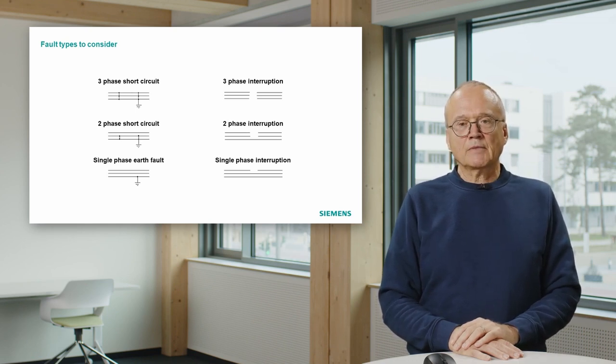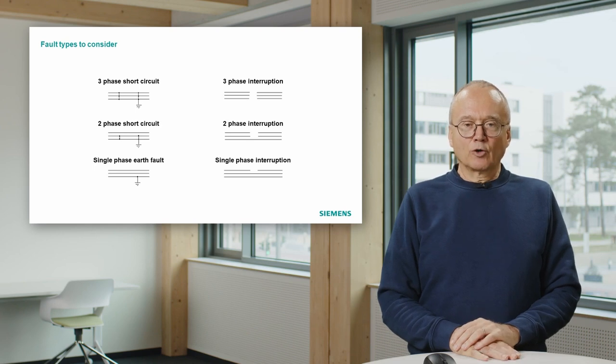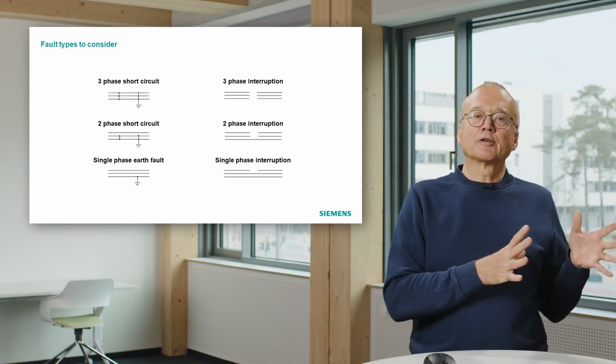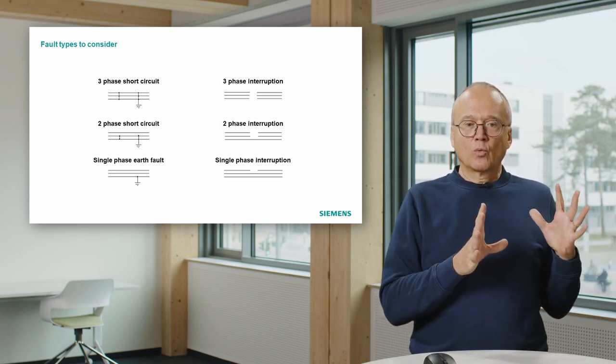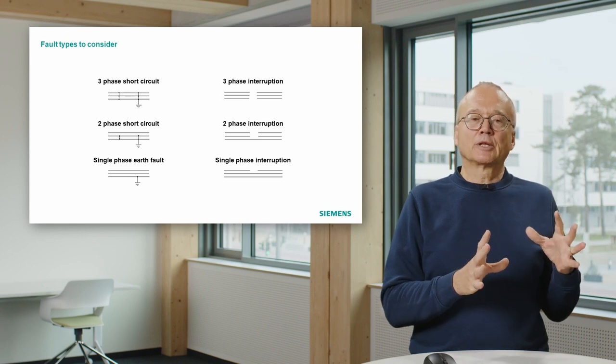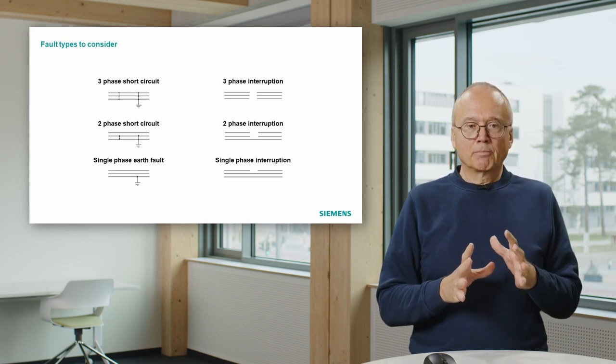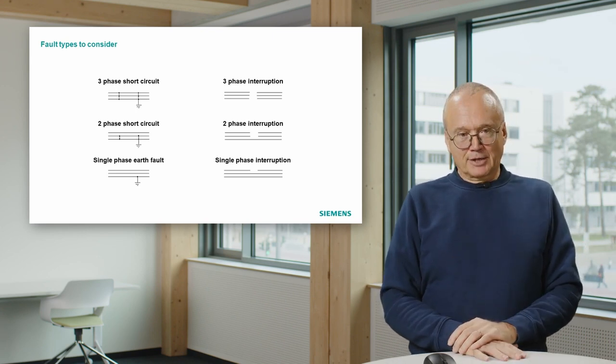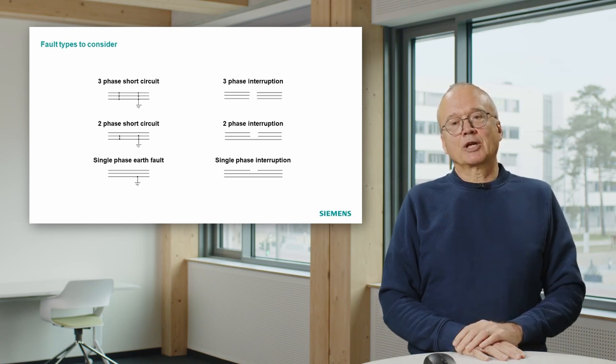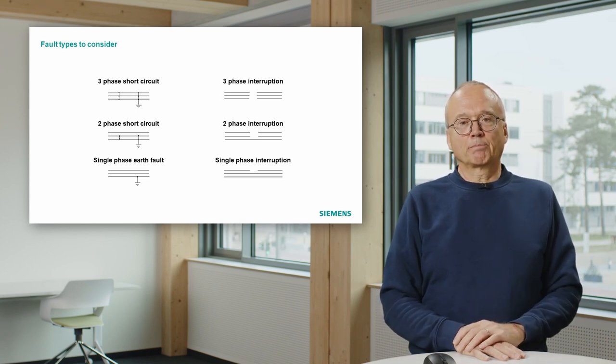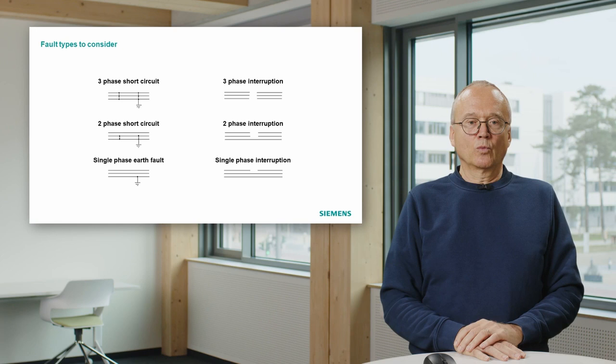So we come to the end of this chapter. We looked at the different aspects of the network, which have to be considered to bring together a protection scheme. And in the next chapter, we will look at the protection principles which are available to detect short circuits.